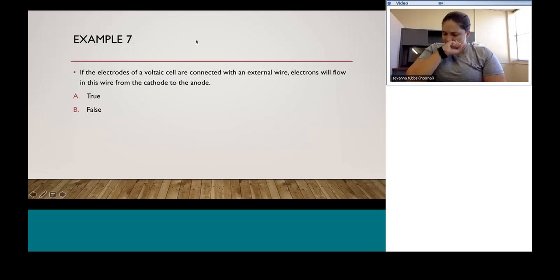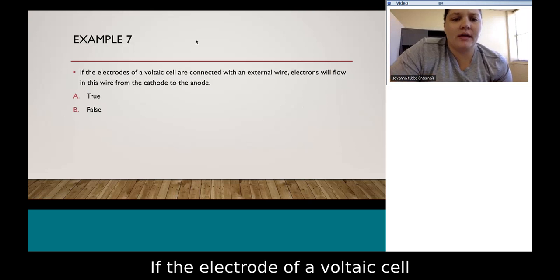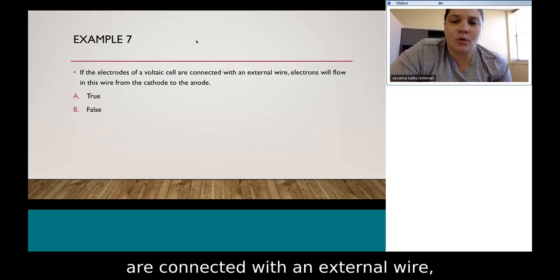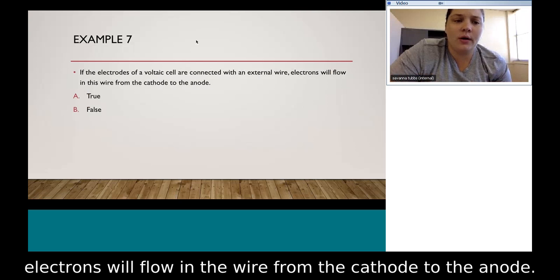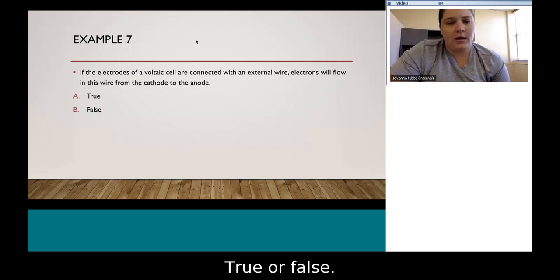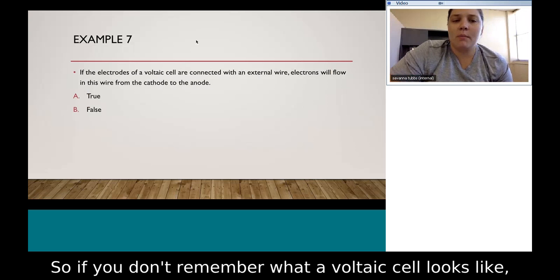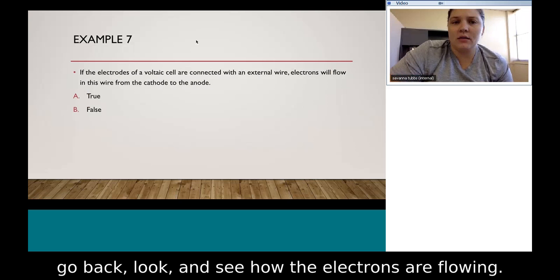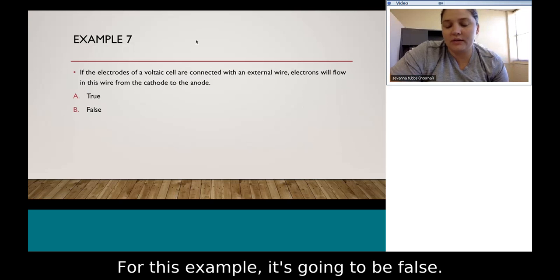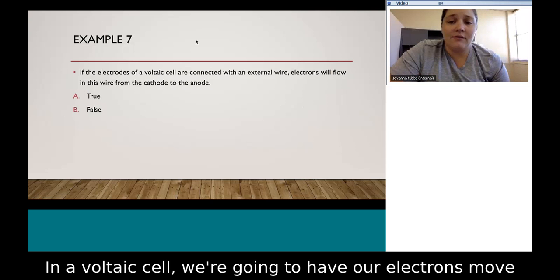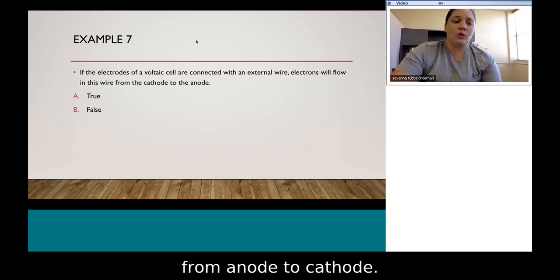7, sorry. If the electrodes of a voltaic cell are connected with an external wire, electrons will flow in the wire from the cathode to the anode. True or false? This one, you just simply have to know what it looks like. So if you don't remember what a voltaic cell looks like, go back, look, and see how the electrons are flowing. For this example, it's going to be false. In a voltaic cell, we're going to have our electrons move from anode to cathode.